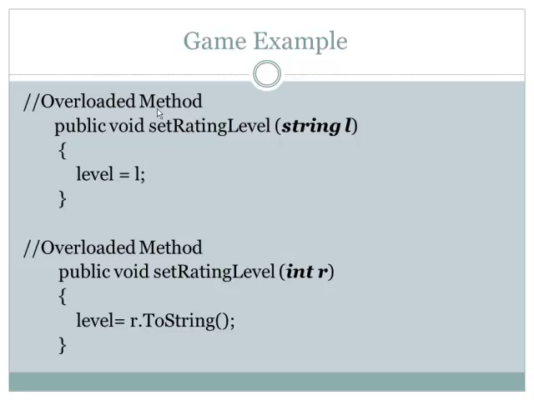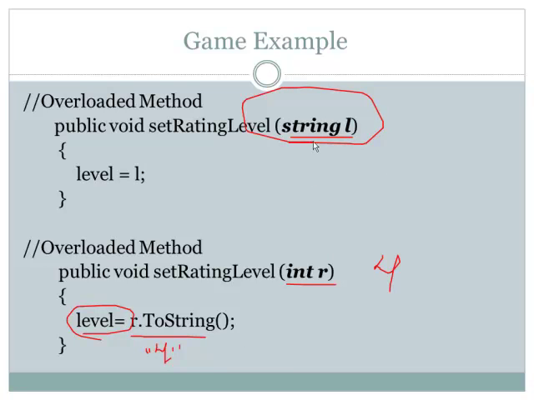Here's another example. I have public void SetRatingLevel with a string, and then I have public void SetRatingLevel with an int. So in this case, if the user puts in a 4, and so we call game.SetRatingLevel(4), it will know to go to the integer parameter, and then it will turn that into a string, and then it will set the level. If I had put in teen, then it would look at the string, and it would use that to set the level.